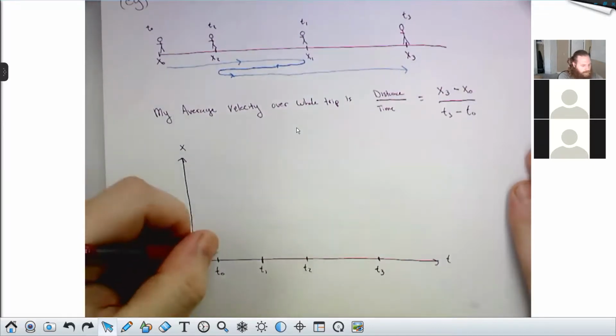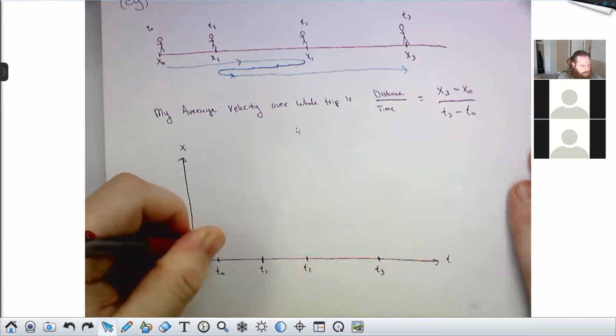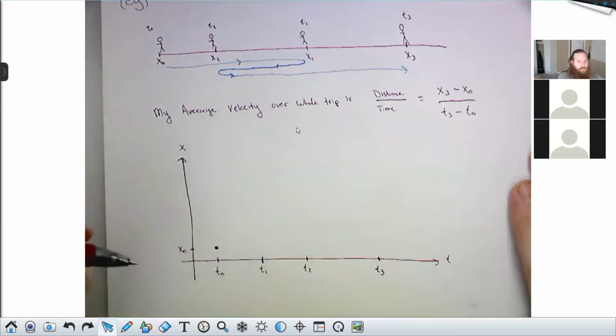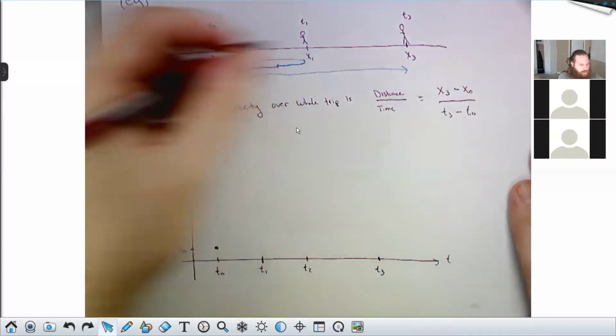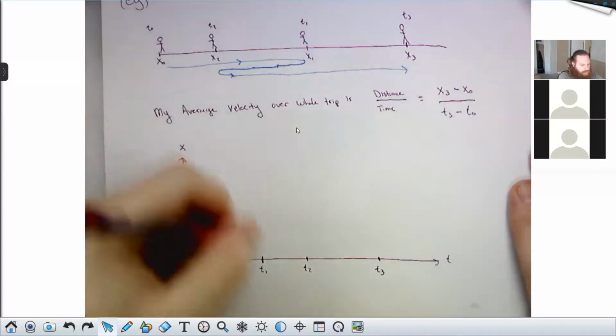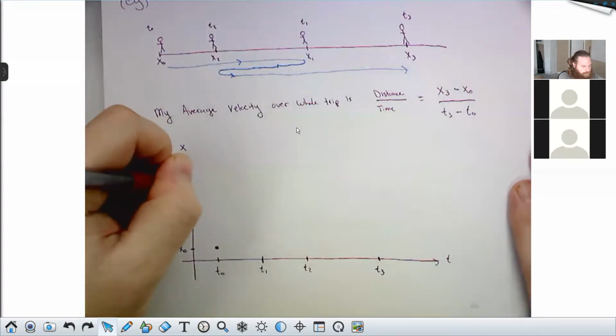And then at time T0, I was at position X0. So here is the point that describes my starting position, because at this time I was at that position. And then at time T1, I had walked a little bit out, right? I walked way out here, right? So at time T1, I was up here at a position I'll call X1.